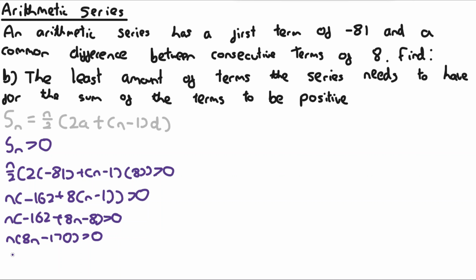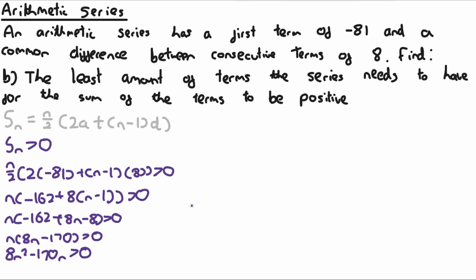So we have to go forward without dividing by n, so therefore this is going to be a quadratic inequality, where if we expand the brackets, it's going to be 8n squared minus 170n is bigger than 0. And then what we need to do is solve this quadratic inequality. We talked about how to solve quadratic inequalities in the quadratic inequalities video. I'm not going to go through a thorough explanation of how to do it here. I'm just going to do it, so go back to that video if you need to.